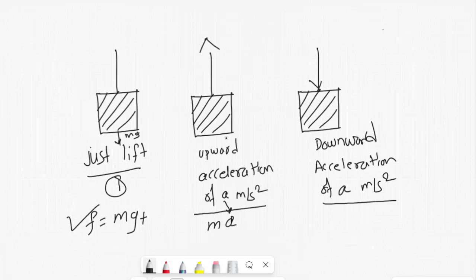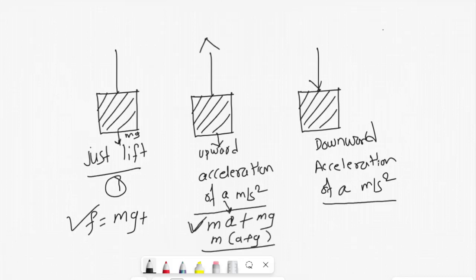But here what is happening is that there is a downward force, right? So we will need this force plus that downward force as well, that is mg. So when we are moving this object in upward direction with acceleration a meter per second square, the tension in that rope will be m into (a plus g).